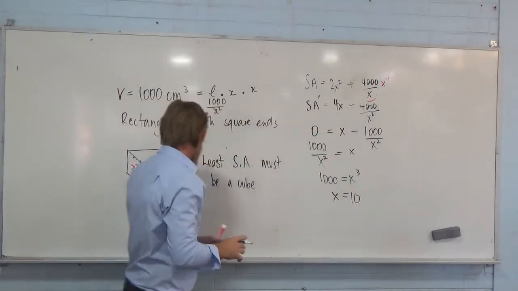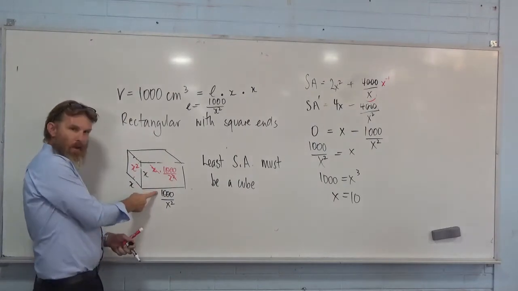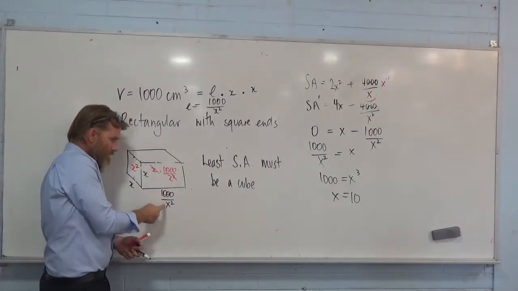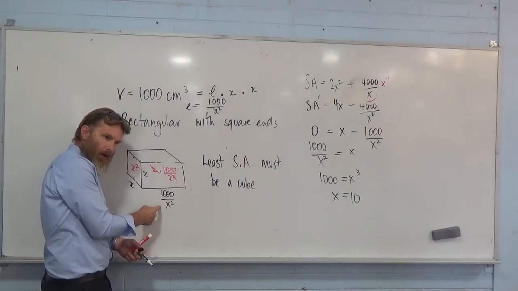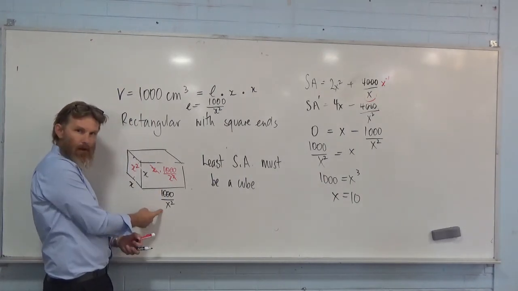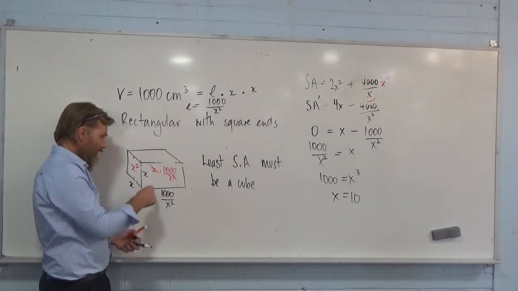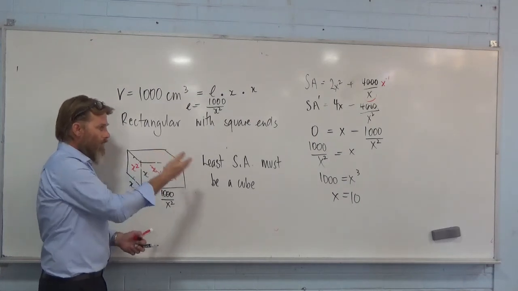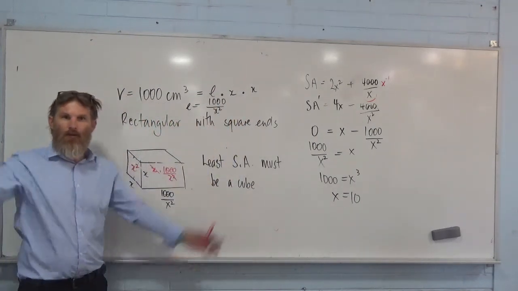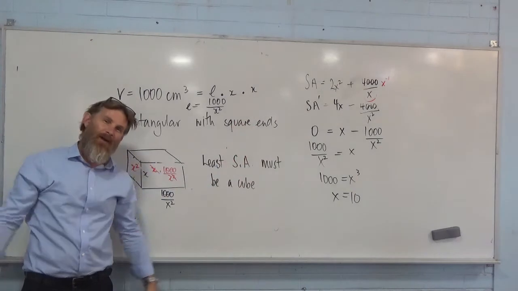Seems okay. Now, what happens when I put it back in here? 1,000 divided by 10 squared is 100. 1,000 divided by 100 is 10. So the sides are 10, 10, and 10. Well, that proves it's a cube. Bazinga! Hopefully that was easy for you.